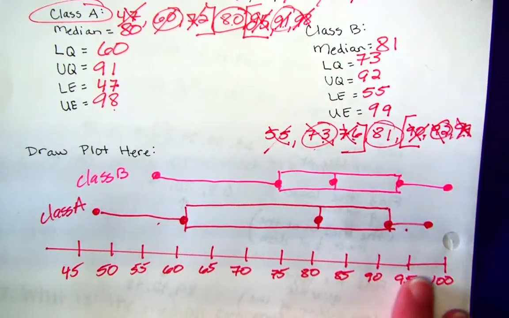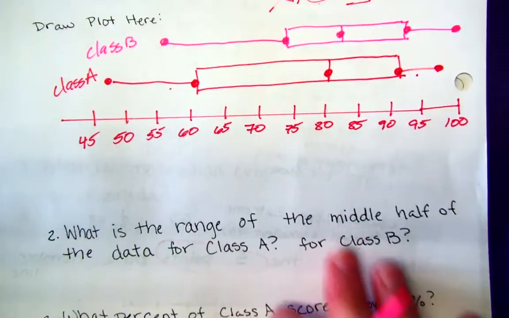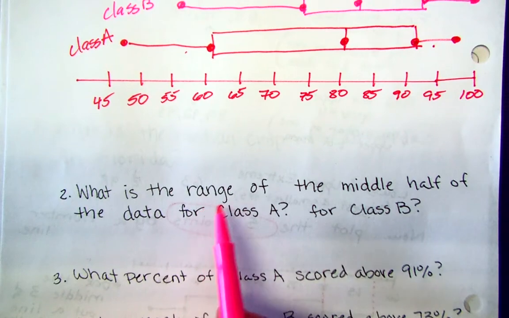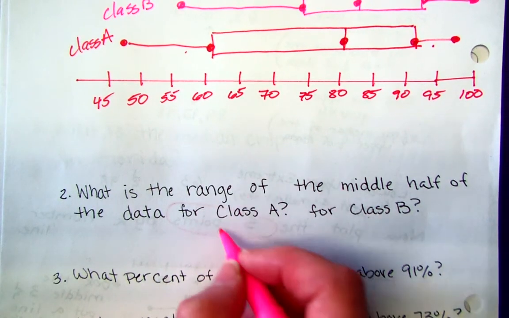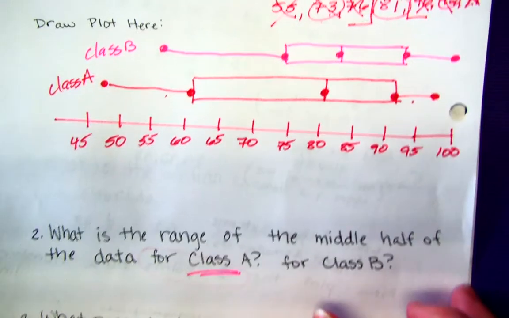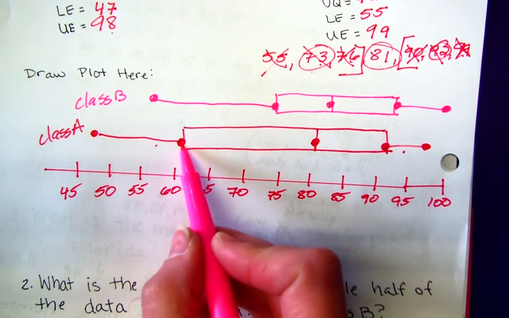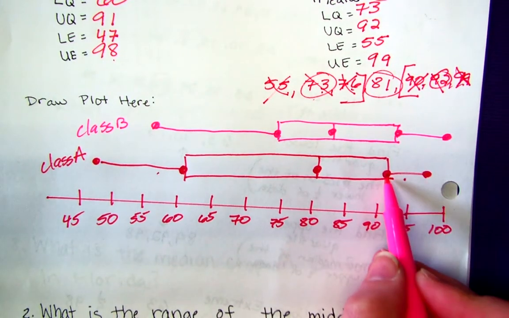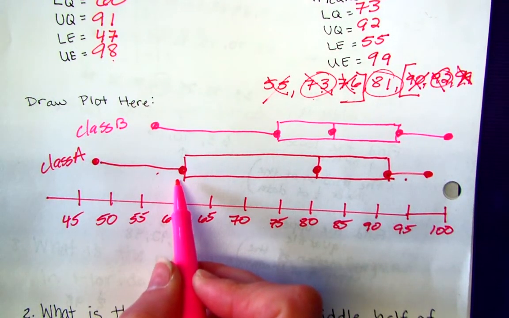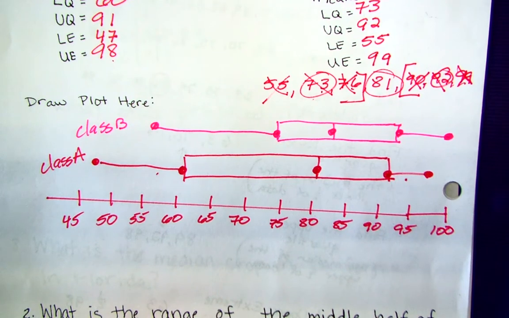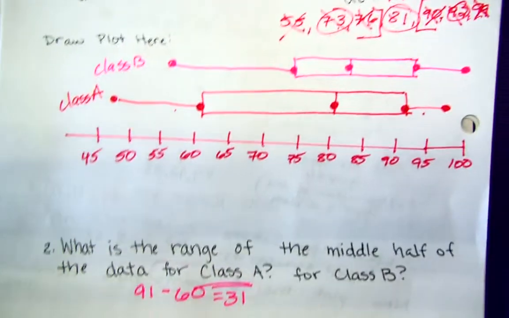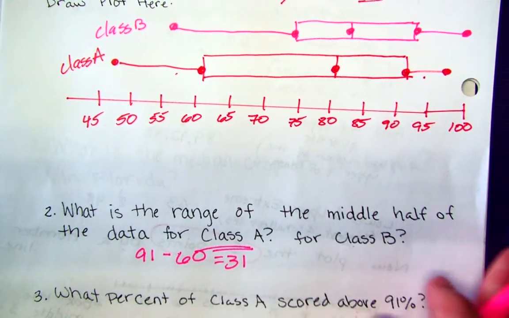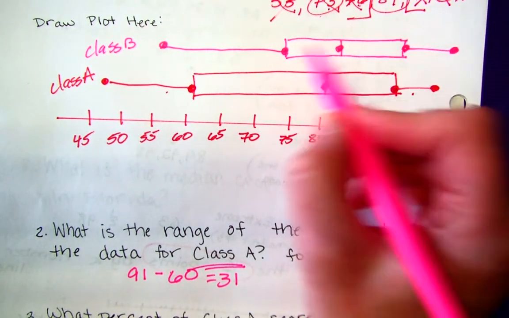Now, it's asking us to answer some questions. So for number 2, it says, what is the range of the middle half of Class A? So the middle half is the interquartile range. What is the range from my upper quartile to my lower quartile? So my upper quartile is 91, my lower quartile is 60. So the difference is 31. That's my interquartile range.